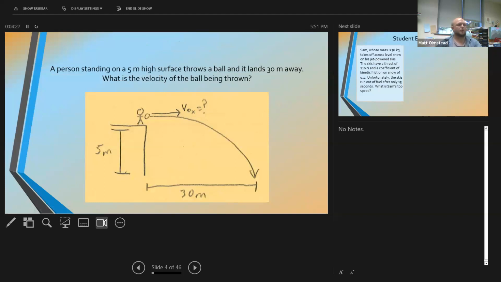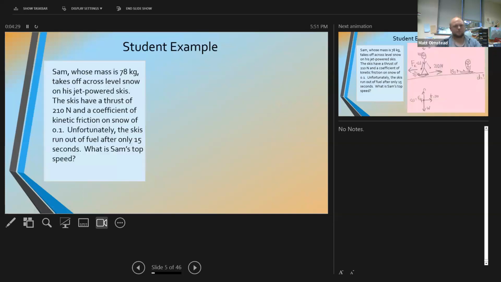Okay. So I'm going to go through another example. This question is a little bit longer. This is something I've tried. What if I give them a little bit more information, right? So you've got somebody who has some mass. They now have jet-powered skis. I tell them the thrust, right?